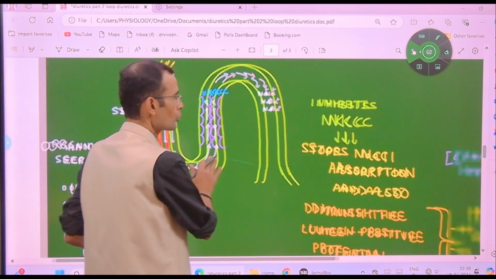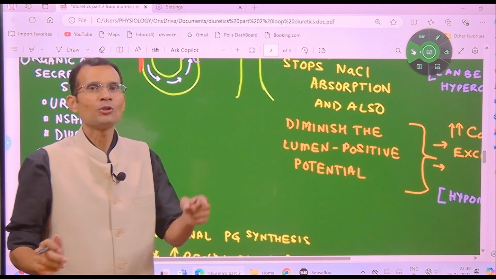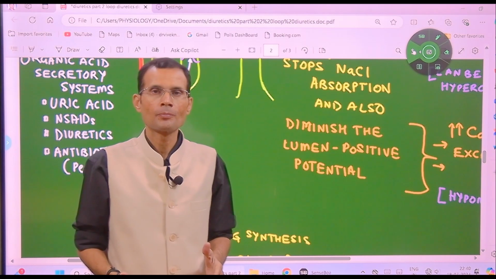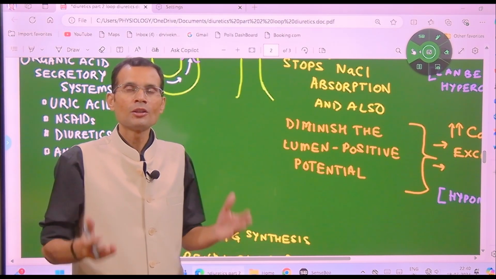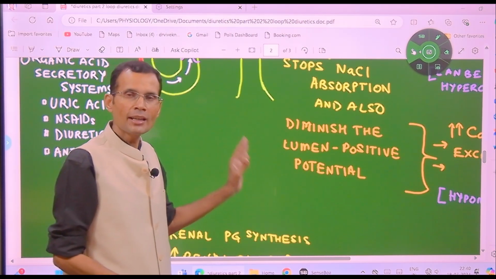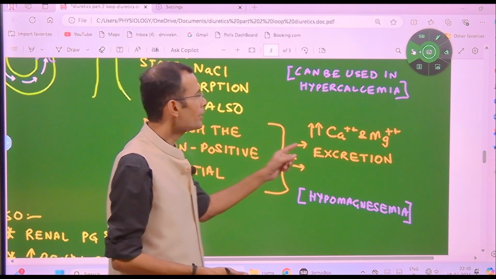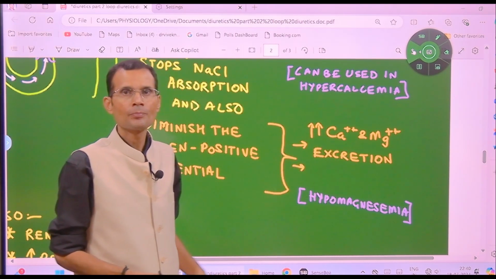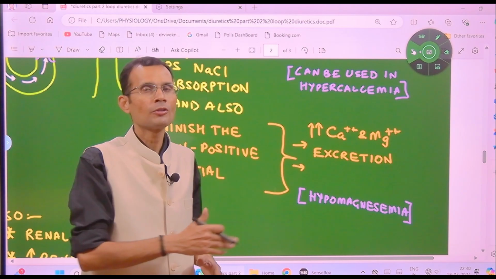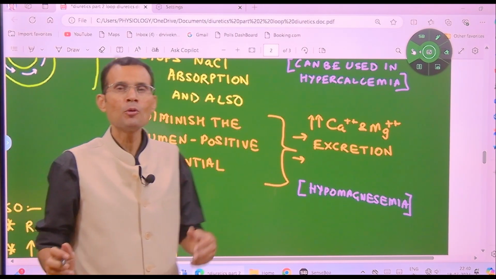So it inhibits the NKCC, it stops the sodium chloride reabsorption, and also, this point again to be noted, they will also diminish the lumen positive potential. It was the NKCC transporter which was eventually generating that lumen positive potential. By blocking the action of NKCC, the loop diuretics diminish the lumen positive potential. What will be the effect? Increased calcium and magnesium excretion. Remember, we said that because of the lumen positive potential, calcium and magnesium were driven out by the electrochemical gradient. But that's not happening. So it results in hypomagnesemia.